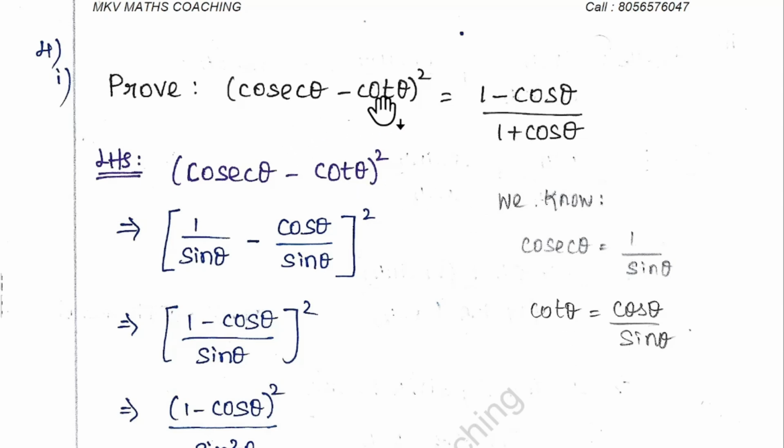The first question is (cosecant theta minus cot theta) the whole square is equal to (1 minus cos theta) by (1 plus cos theta). So just take the LHS and prove the RHS. Okay, so I am taking the LHS. First step is what? You have to change every ratio in terms of sine and cos.